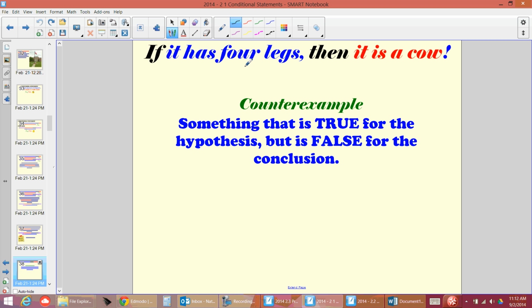If it has 4 legs, then it is a cow. Okay, let's talk about what a counterexample is. A counterexample is something that is true for the hypothesis, but false for the conclusion. If it has 4 legs, what has 4 legs? A cat, a dog, a giraffe. Are those things cows? No. So those are counterexamples to this if-then statement. I could say, a cat has 4 legs, but it's not a cow, thus proving this whole statement is false.